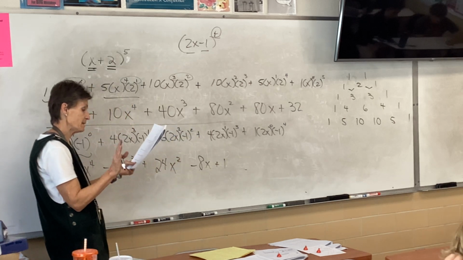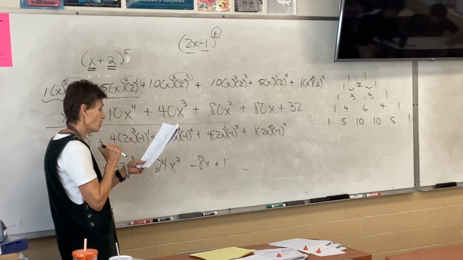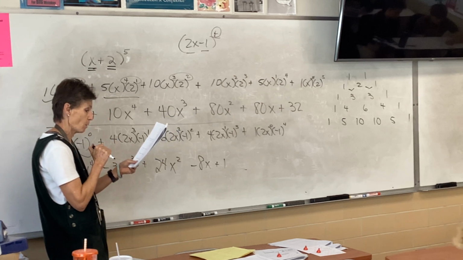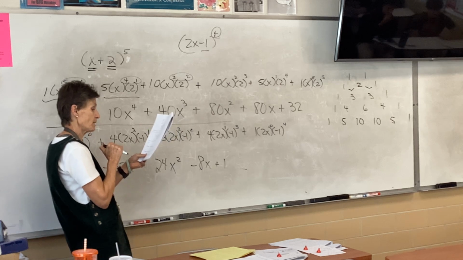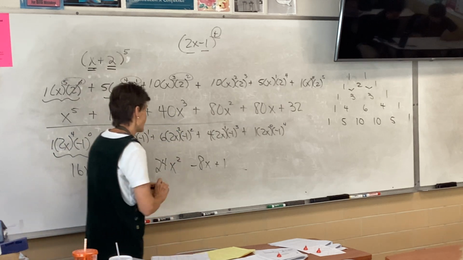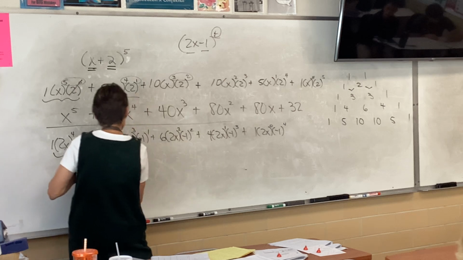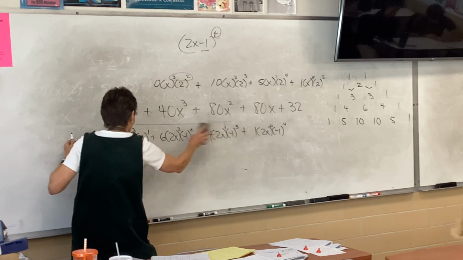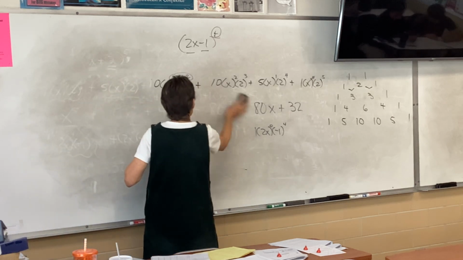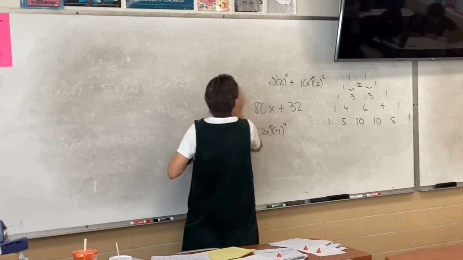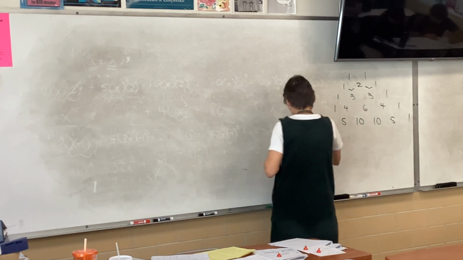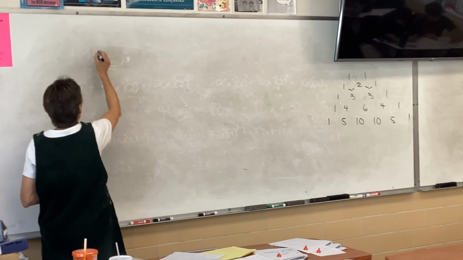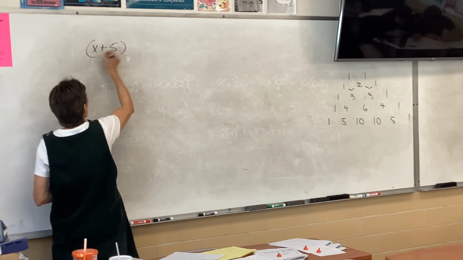12 is a little bit different. What is the coefficient of the term containing x to the 4th when the expression x plus 5 to the 6th is expanded? So this time, we're not looking for the whole line. We're looking for only one of the terms. So it's x plus 5 to the 6th.